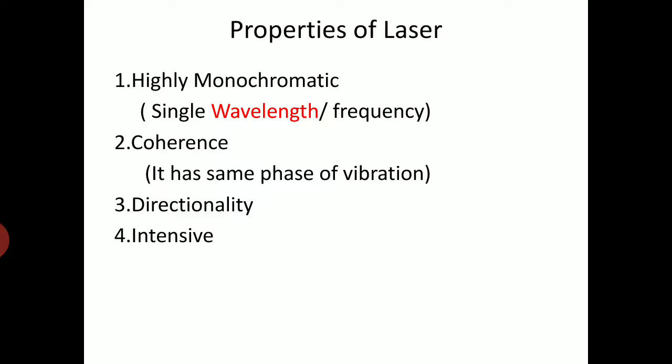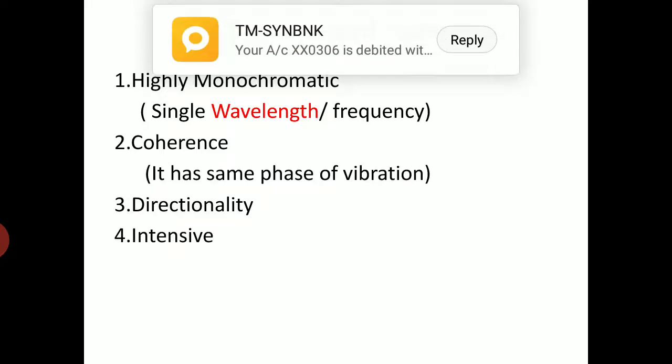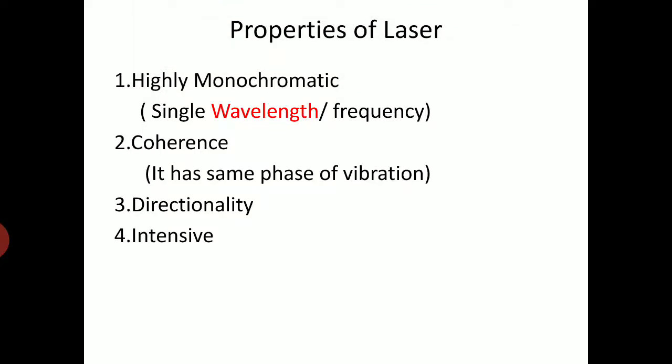Next is directionality. The directionality of the laser is such that we can even focus it on the surface of the moon. Such high directionality is achieved in the laser. Along with that, one more important property is intensity. It is highly intense. The laser is such an intense source that we can even drill a hole inside metal. Many more such properties are there, and these are some unique properties which are of interest.